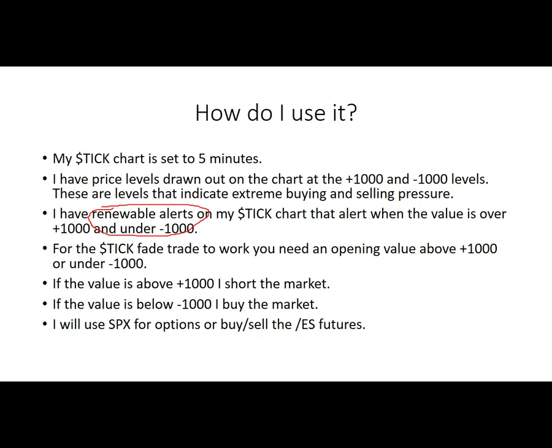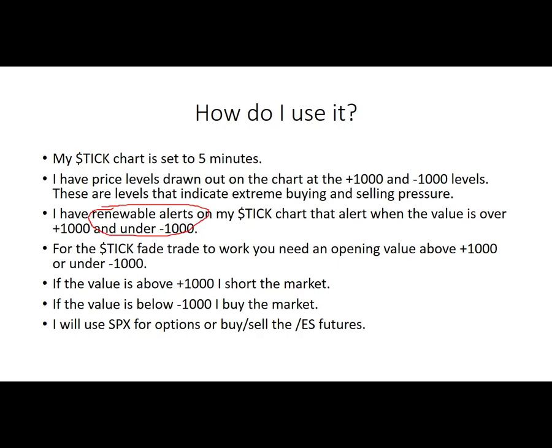And for the tick fade trade to work, you need an opening value of plus 1,000 or under negative 1,000. And I'll show you in some of the examples that I've got coming up here. But anything other than that, it does not seem to work as well. So you need those readings to be able to fade the market on the open.